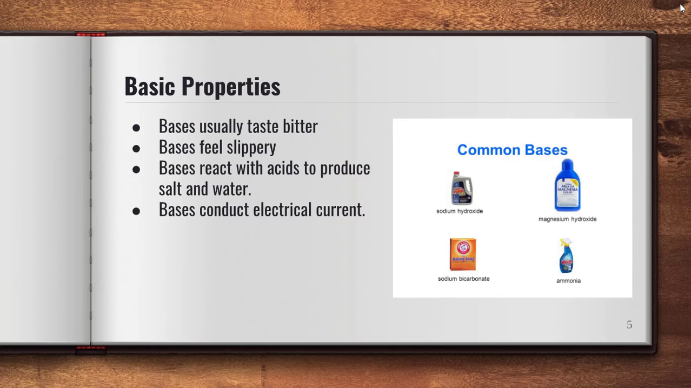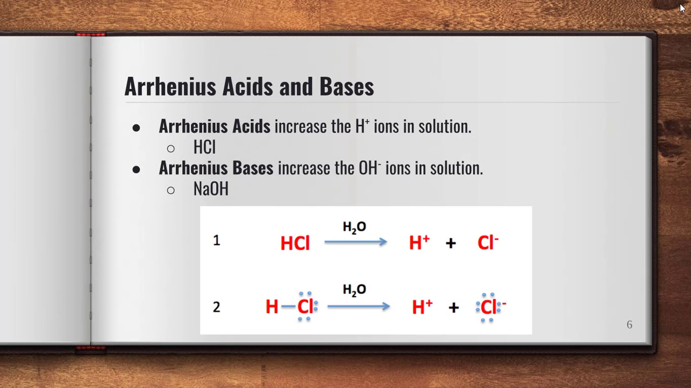So some common bases would include things like sodium hydroxide, that's something that's found in drain cleaner. Magnesium hydroxide in milk of magnesia for when you got that really nasty tummy ache. Sodium bicarbonate, baking soda, ammonia, things that are used to clean. So bases are very common as well. We'll take a look at this a little bit detailed later on.